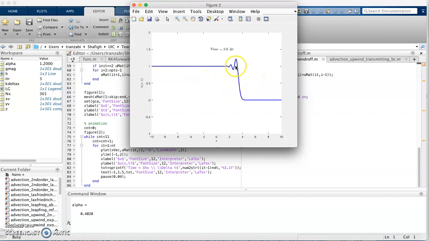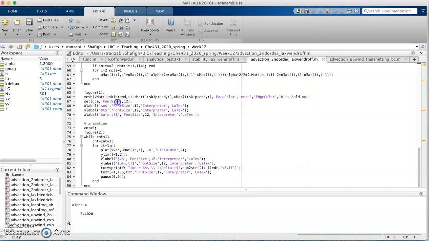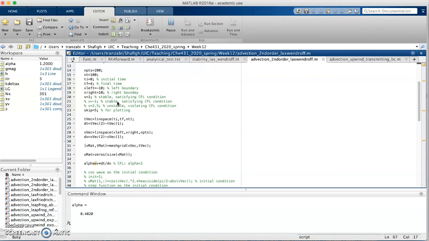So now you see that we get some weird oscillations behind the wave, but the thing is, because alpha is less than 1, this oscillation doesn't grow. Initially it grows a little bit, but it's going to stay there. So it doesn't increase in time, which is good. That means it's a stable method, and that's because we're using alpha less than 1. Now, what if I increase alpha to something bigger than 1?